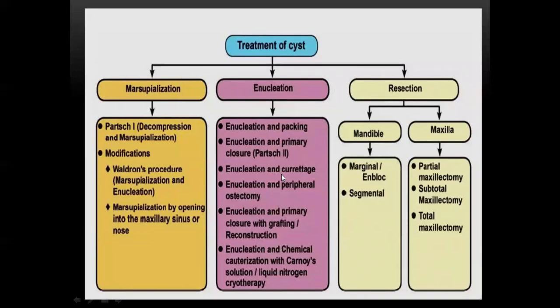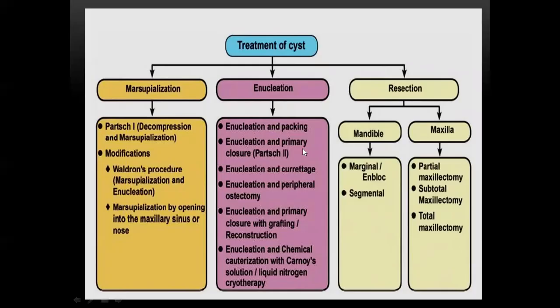First, you can either enucleate the cyst and close it as it is, which is called enucleation and primary closure. Or else enucleation and packing can be done, or enucleation and curettage, enucleation and peripheral osteotomy, enucleation with grafting, and enucleation with cauterization.